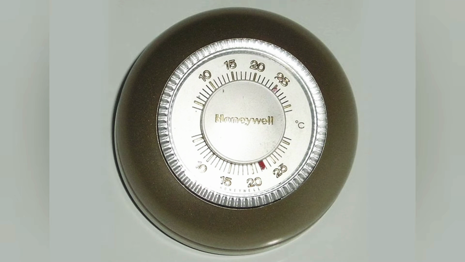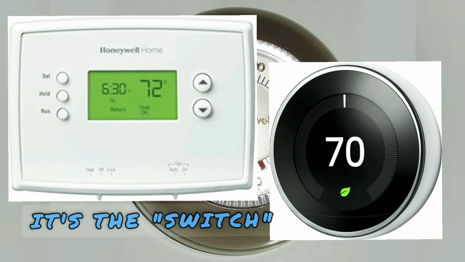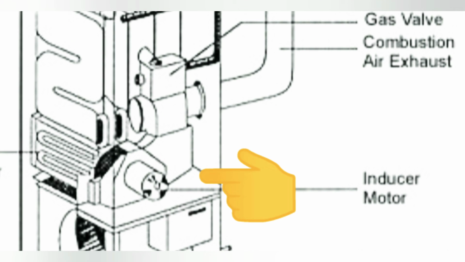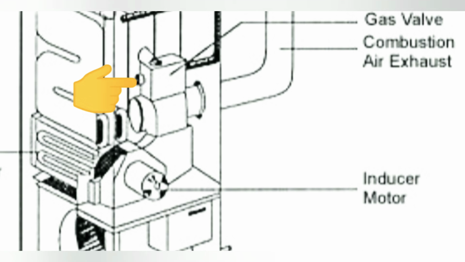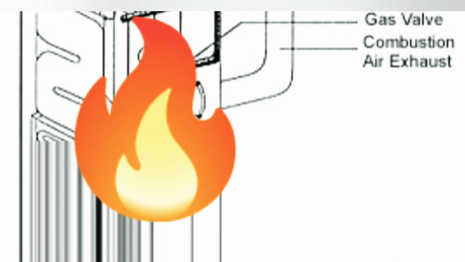The first thing we need to talk about is the thermostat. Whether it's an old dial device or a newer digital device, this, for our purposes, is considered the switch that turns your unit on or off. This tells your inducer motor to start to turn on. The inducer motor is what pushes out the exhaust. Once that's working, it tells the gas valve to open up and start the ignition sequence. Once this happens, we get fire. And fire in this case is a good thing.